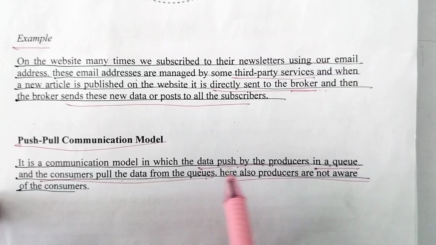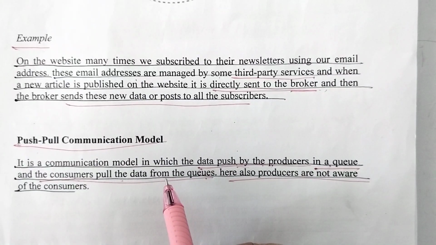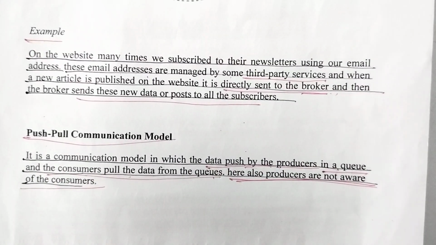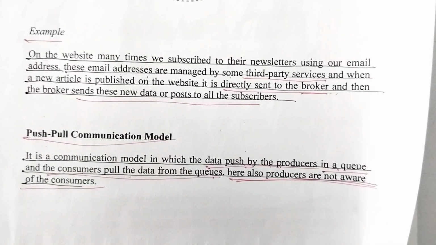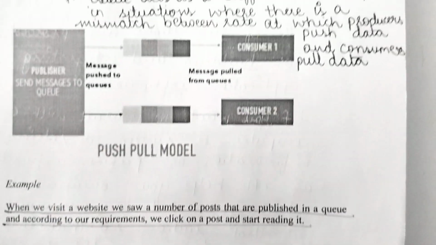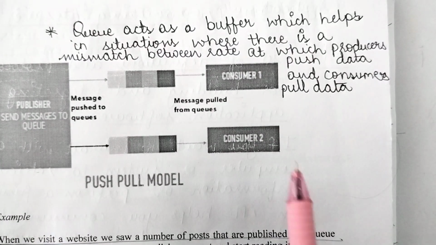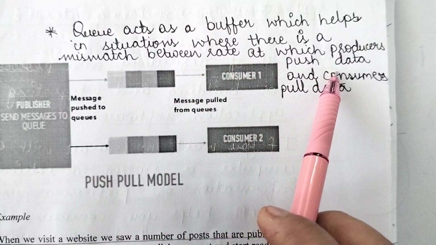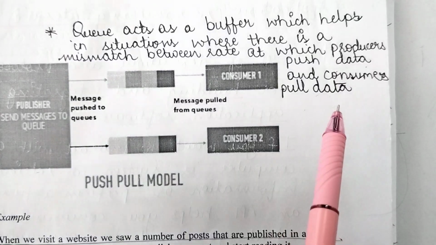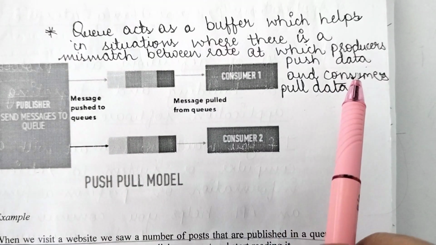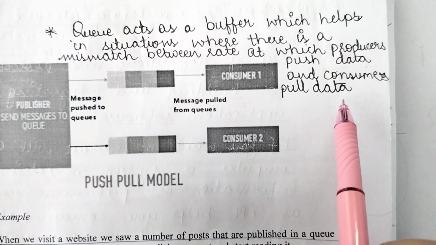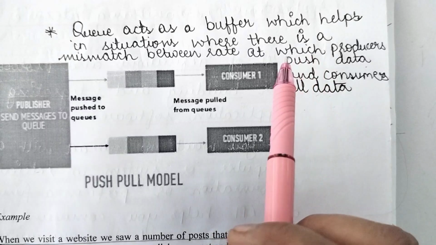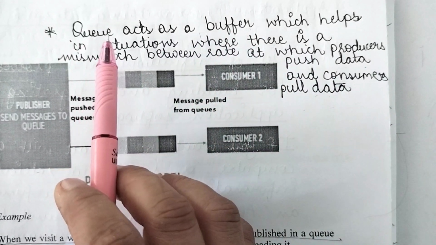So here also, just like in the publish and subscribe model, the producers are not aware of the consumers. They just keep on producing and pushing the data into the queue. Now, when I say queue, that is actually a buffer. The queue acts as a buffer which helps in situations where there is a mismatch between the rate at which producers push data and consumers pull data. It is not necessary that at all times the rate at which producers are producing data, the consumers will consume the data. So if there is a mismatch, in that case data can be temporarily stored somewhere, which is a buffer, and this buffer is known as a queue over here.